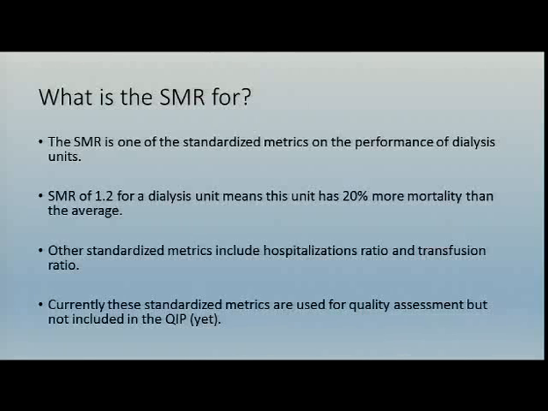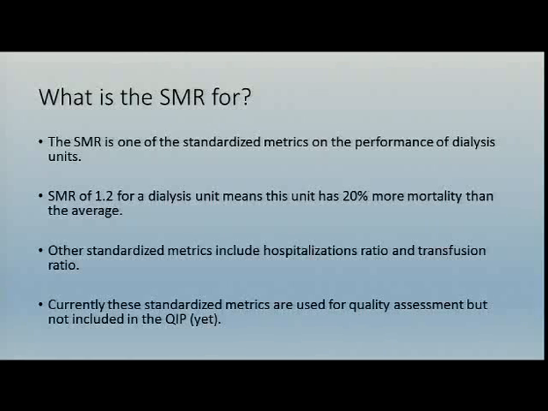The standardized mortality ratio, just a quick background: when it's 1.2, it means that your unit has 20% more deaths than the expected average. There are standardized mortality ratios that are national and by state, et cetera. But the concept is when it's above 1, that means your patients are dying more than the average, and when it's less than 1, your patients are surviving better than average. So it looks better if your SMR is below 1.